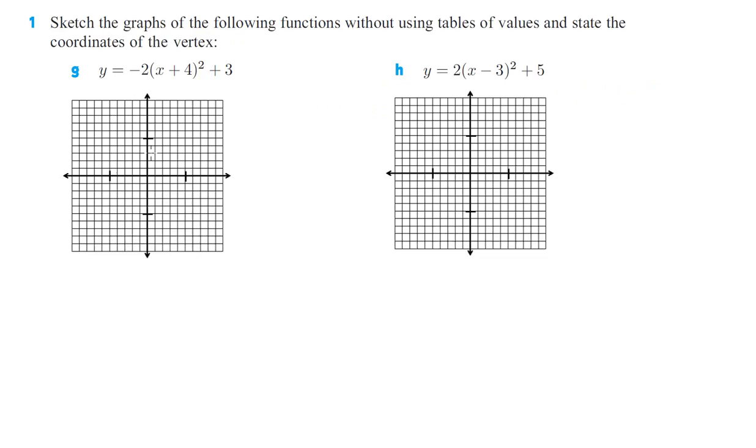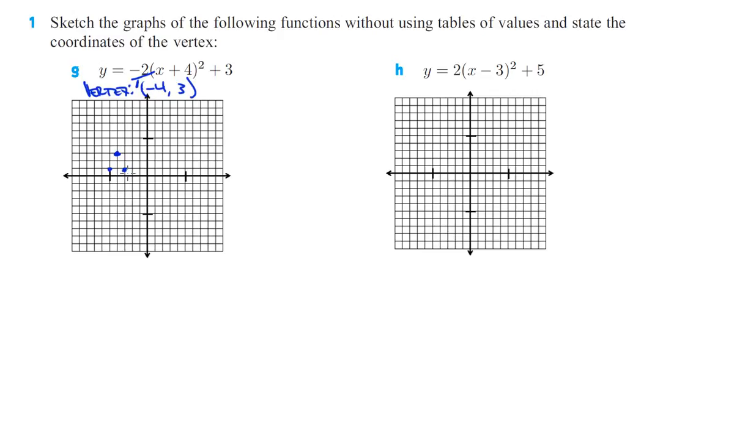All right. Sketch the following functions without using tables of values and state the coordinates of the vertex. We can do that. Vertex. Negative 4 plus 4 is 0. Positive 3 for the y. So we're at negative 4, 3, which is right there. And now this is negative 2 for the slope on this thing. It's negative 2 over 1. So we're going to go down 2 over 1, down 2 over 1.